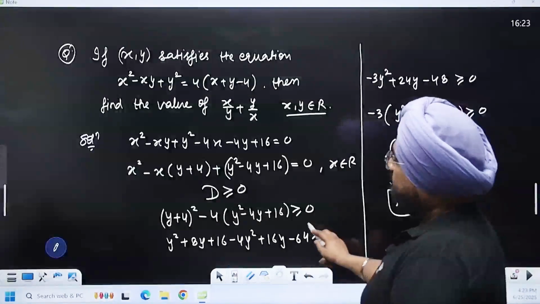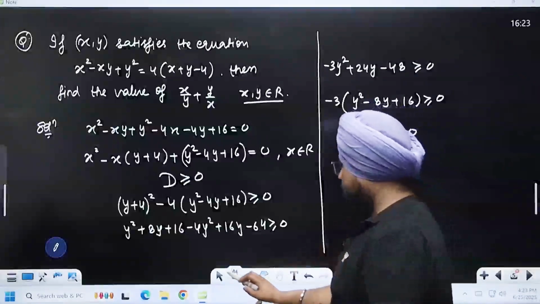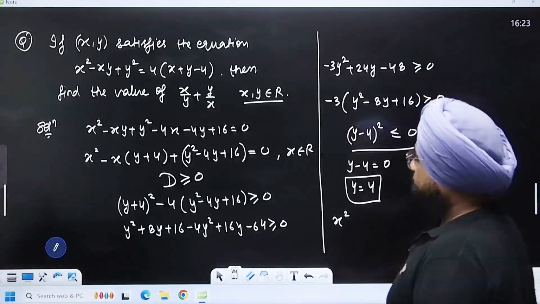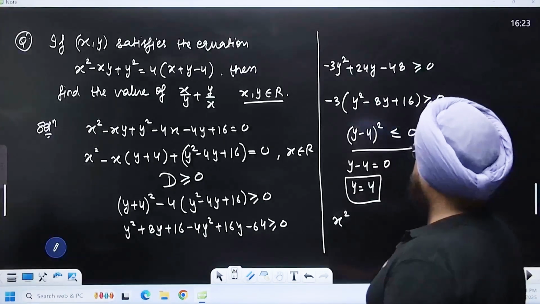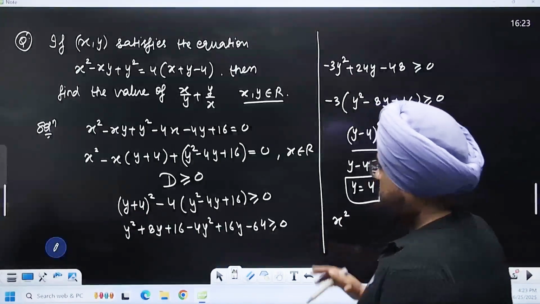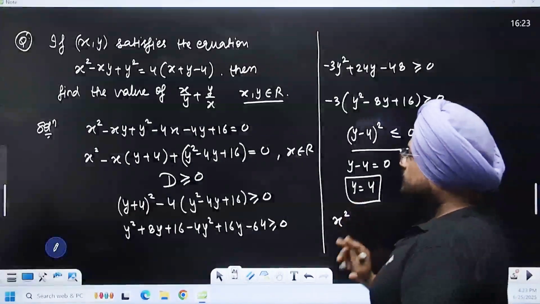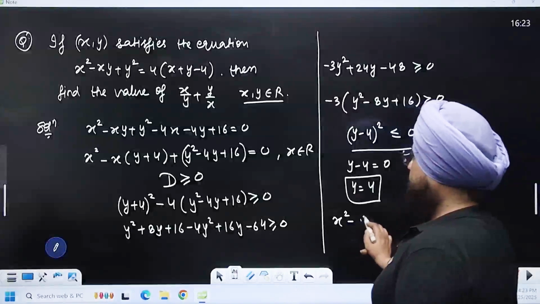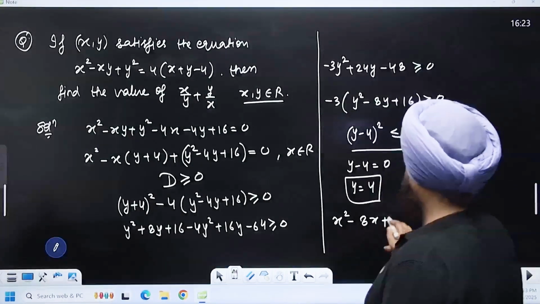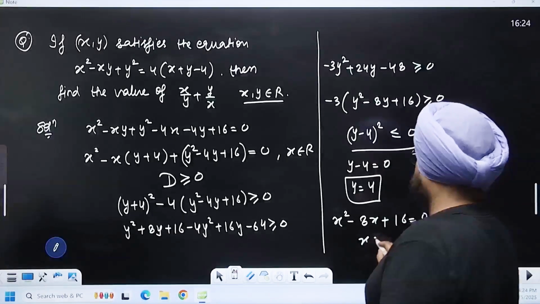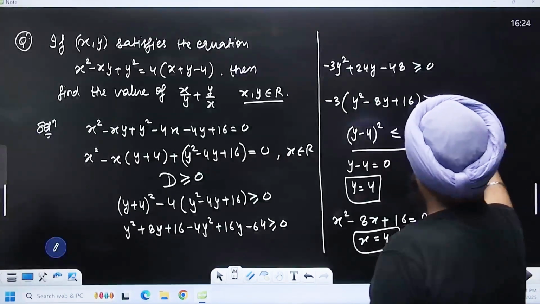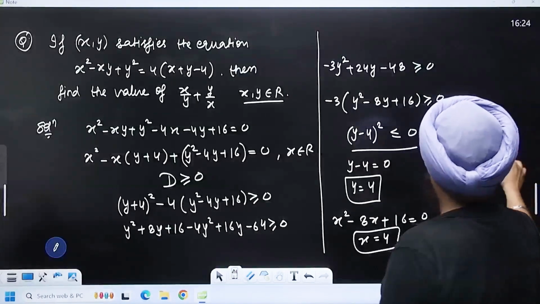Now find the value of x at y equal to 4. This expression D is equal to 0, so this quadratic will also have two equal roots. So x square minus 8x plus 16, x is equal to 4. x by y plus y by x will be equal to 2.